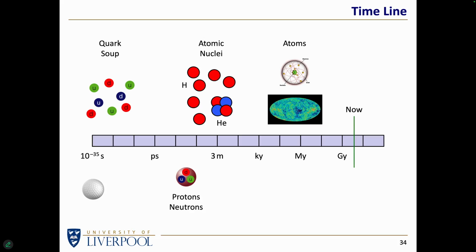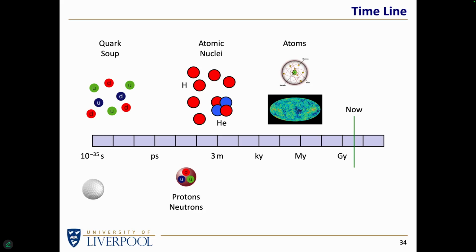After 380,000 years, those nuclei can grab hold of electrons to make neutral atoms. For the first time, the universe becomes transparent. The light is released to fly across the universe, and we see that light in all directions as microwaves, because the universe is now 1,000 times bigger than it was back in those days.